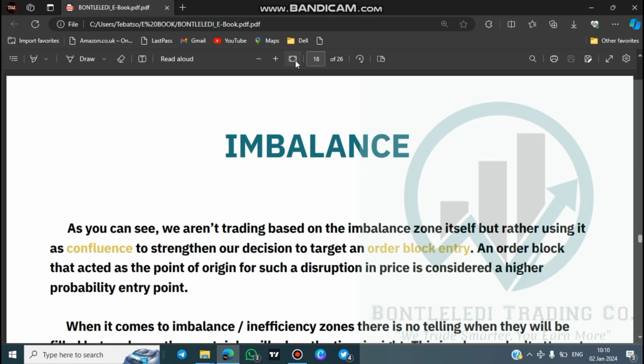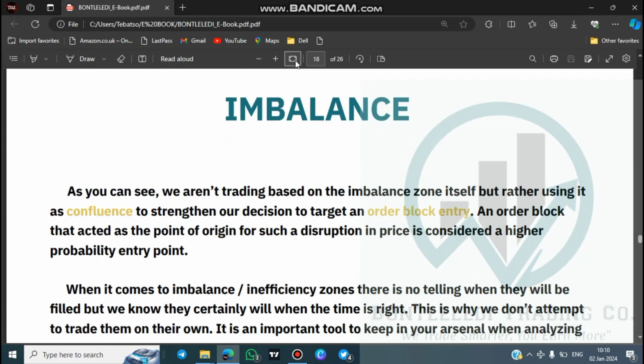So without wasting any time, let us quickly jump into it and assist one another with what it is that we are talking about, so that you guys can understand, right? Now we're going to be talking about the important chapter which we call the imbalance. In this chapter we're going to learn as much as possible, because you've been learning from the previous ones. Remember, we aren't trading based on the imbalance zone itself, but rather using it as a confluence to strengthen our decision to target an order block entry.